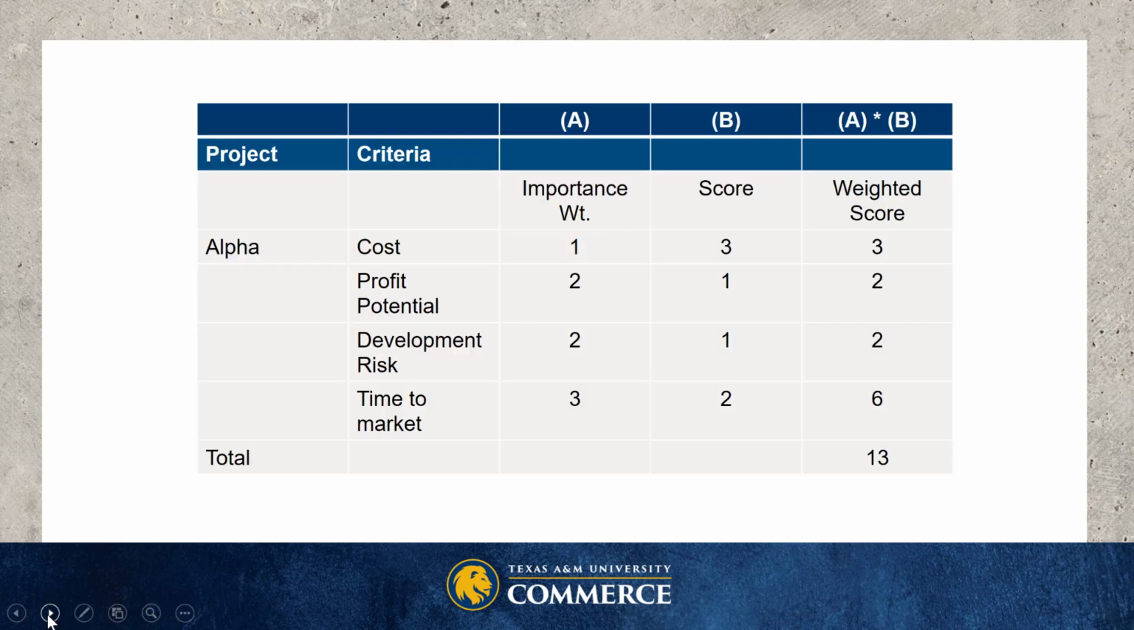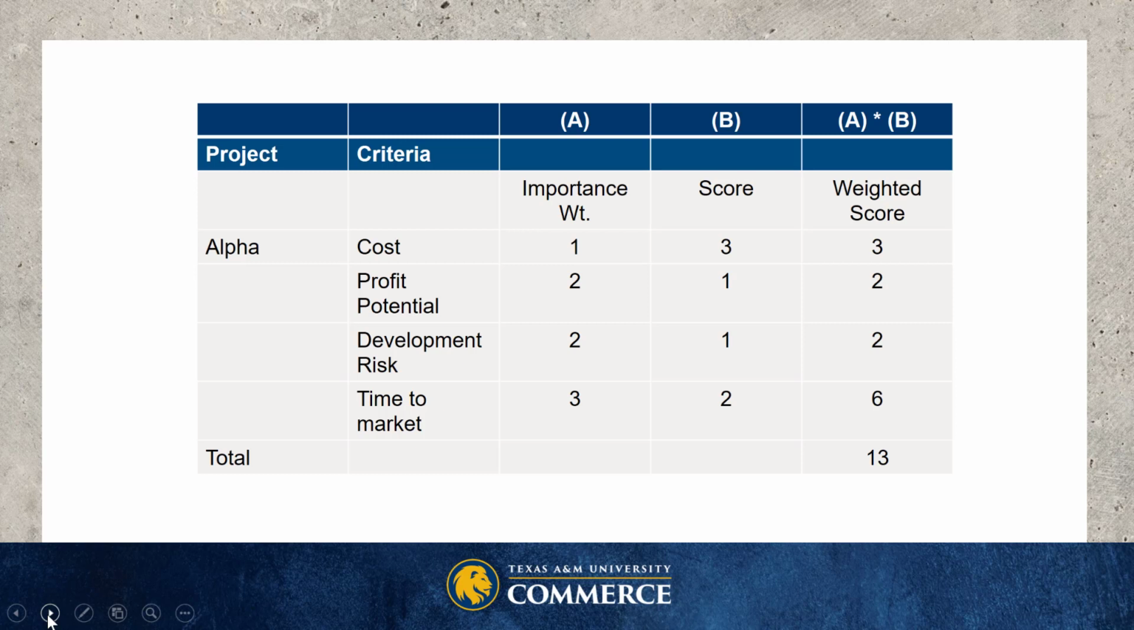So for Project Alpha, we have the importance weight, as we said, of 1. The score was high, so it's a 3. So if we multiply those two, the weighted score is a 3. Profit potential, we said, was a 2, but we scored it as low on our original list, so the weighted score is 2. Development risk, the importance weight was medium, so it's a 2, and we scored it at a 1, so the weighted score is 2.